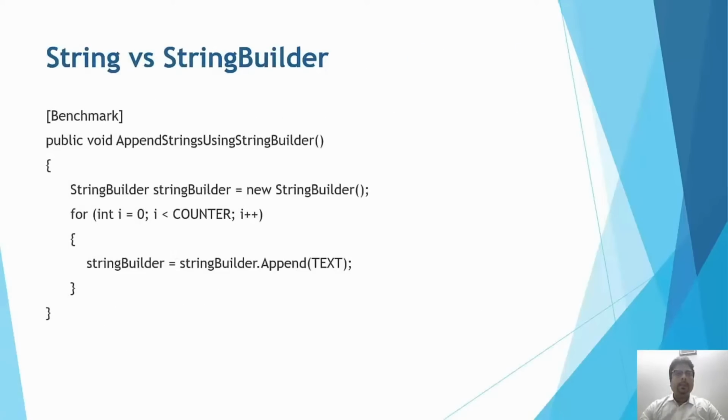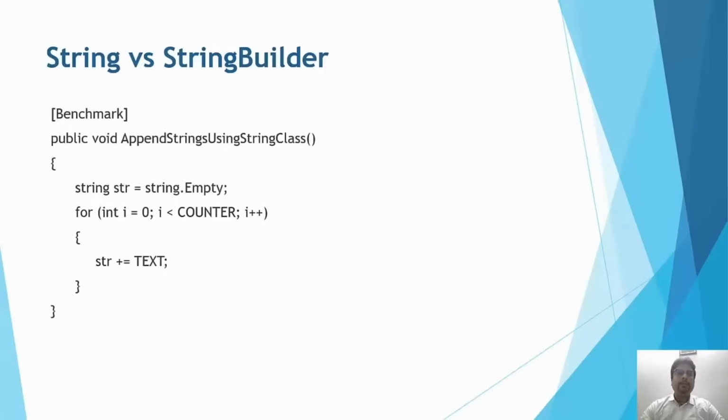Now, in the second benchmark method, we are appending strings using the string builder. We are creating an instance of the string builder class, and then we are using a similar loop where we are making a call to StringBuilder.append. So in one case, we are adding the text using plus equal to, so that means it will be adding using strings.